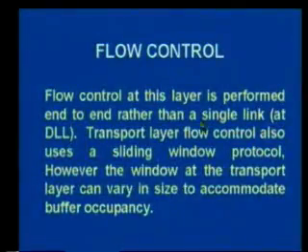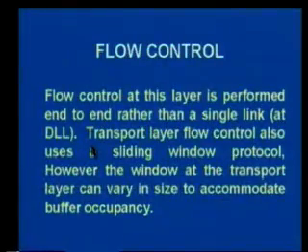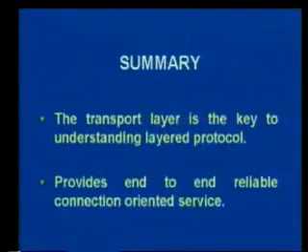Now another important topic is the flow control problem. Flow control at this layer is performed end to end rather than over a single link as at the data link layer. At the data link layer we also do flow control, and the sliding window protocol is the basic protocol mechanism there, but here we are talking about end to end, so flow control is a little bit different. Transport layer flow control also uses the sliding window protocol. However, the window at the transport layer is meant to accommodate better buffer capacity. So flow control is along the same lines but a little different, because it is an end-to-end protocol, whereas the data link layer deals with a single link. And this is all we have.